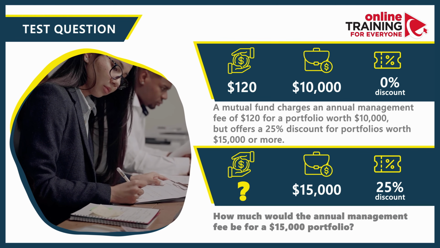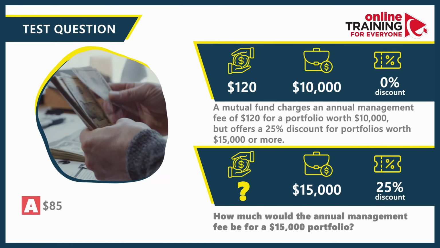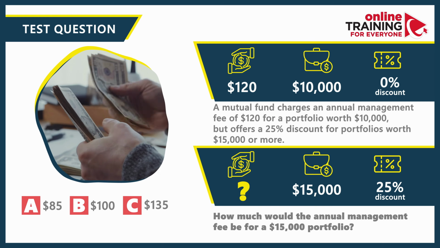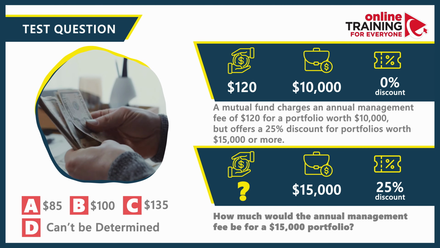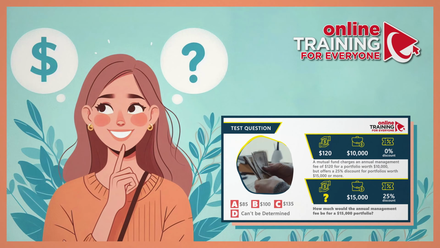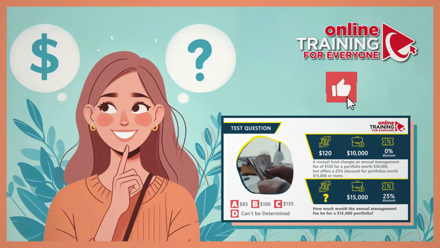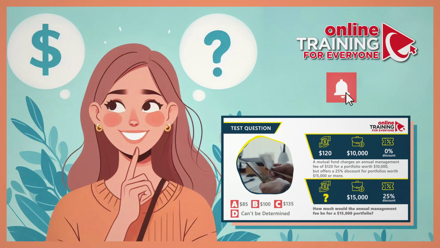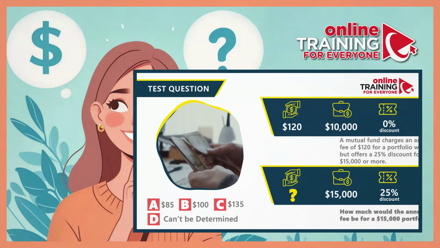And your choices for the answers are choice A, $85, choice B, $100, choice C, $135, and choice D, cannot be determined. Just like on the real test, your goal is to understand the question and lock in your answer before the timer is up. Once you're ready, we'll reconnect on the other side and review it together. Let's go ahead and get started.